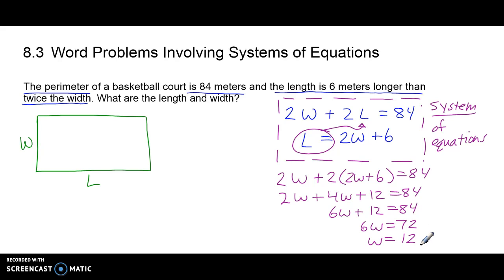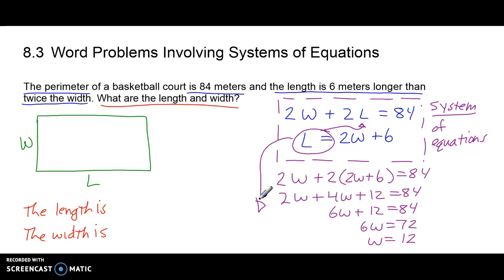But don't forget, that is only part of the answer. The question here is, what are the length and the width? So your answer should be, the length is, and say something, and the width is, and say something. So w equals 12, that's not an answer. It doesn't completely answer the question. You also need to figure out what L is, but we kind of have that ready to go here. L is 2 times w plus 6, so that'll come out to be 30.